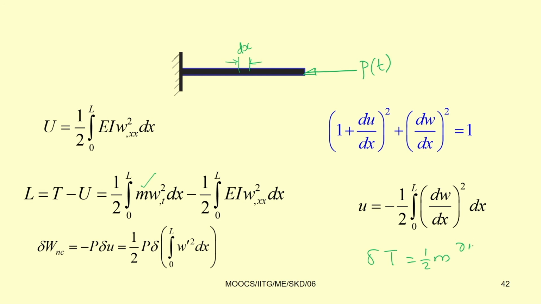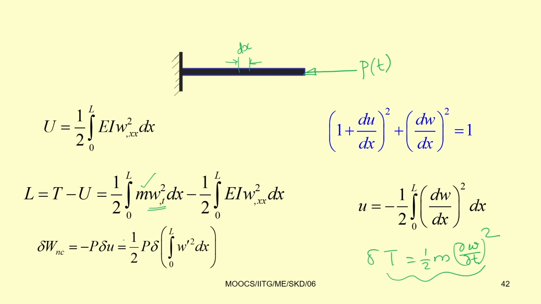So, del w by del t is the velocity, or it is written as w comma t. So this is velocity square, half m v square. So this delta T, the kinetic energy of the small element, can be written as half m (del w by del t) square. So the total kinetic energy will be the integral of that, integration 0 to L of m w,t square dx.